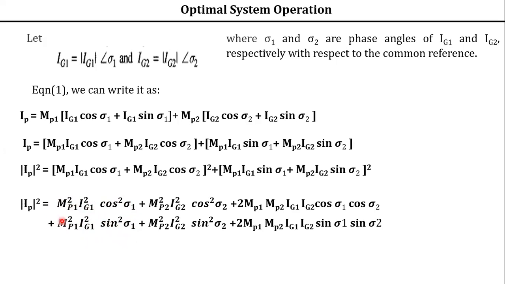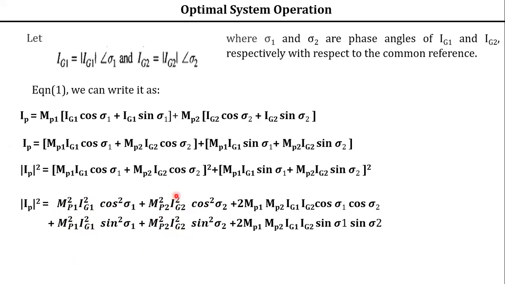So what is the value of these two terms? Sine square sigma 1 plus cos square sigma 1 is 1. Sine square theta plus cos square theta is 1. So what is left out? mp1 square ig1 square is left out in this term. Then here you see these terms. That's why I have written one below the other for better understanding here. Otherwise it is a continuous equation.